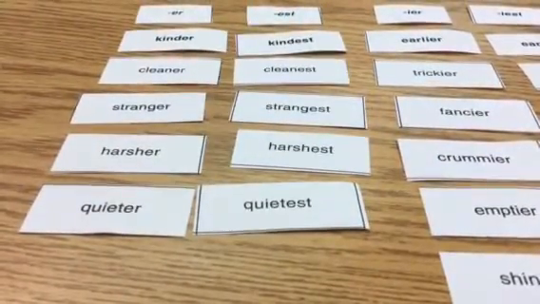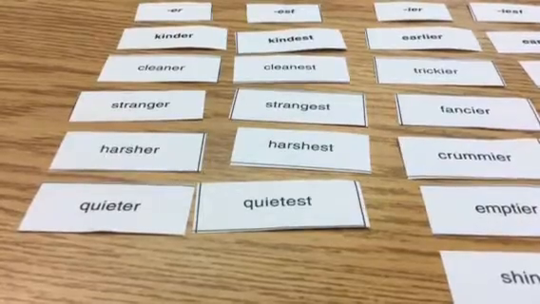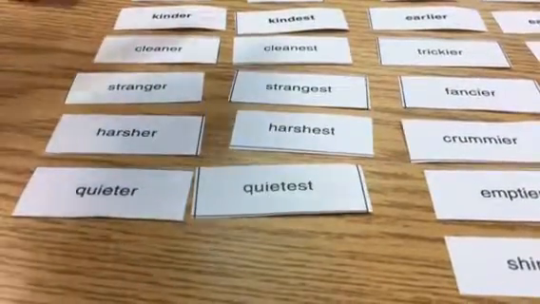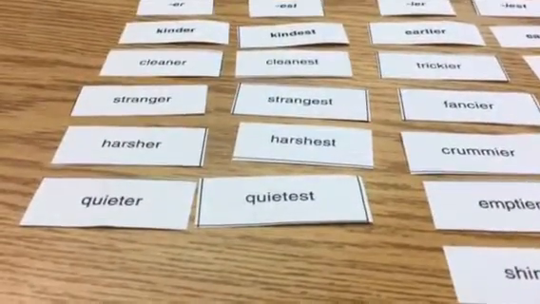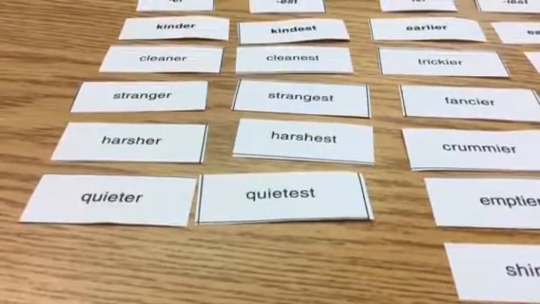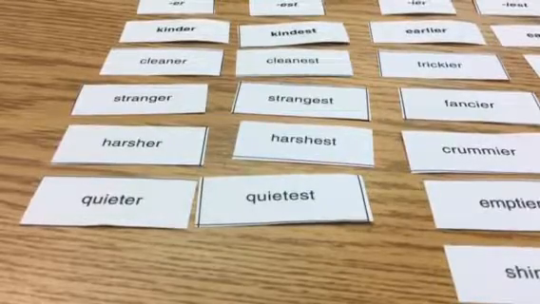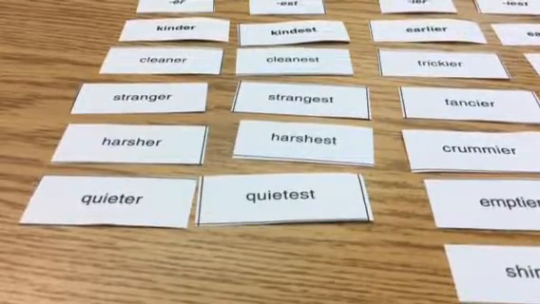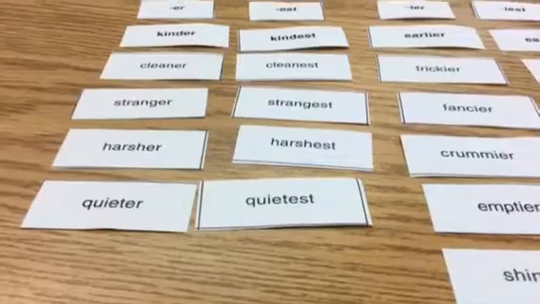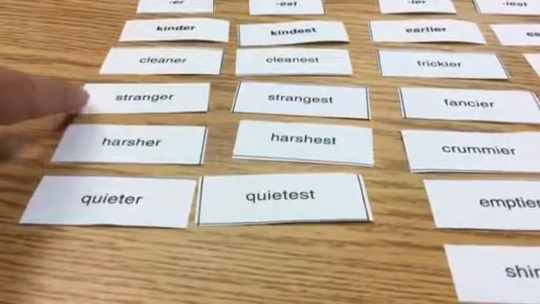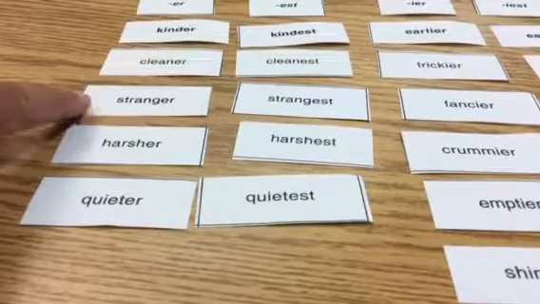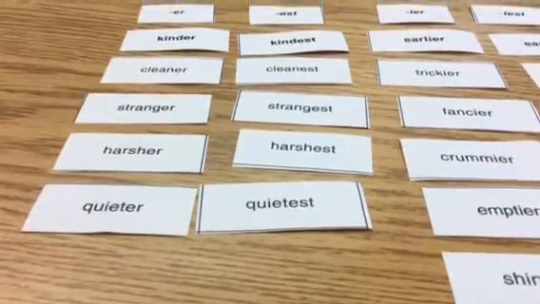So I can change kinder to kindest. So if a person was kinder and the other person was kindest, this person would be more kind. We go from cleaner to cleanest, stranger to strangest, harsher to harshest, and quieter to quietest. So in this case, you are adding ER to every word but stranger. Strange already does have an E on the end, so you just would add an R.